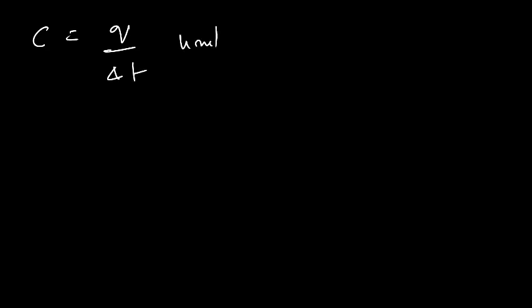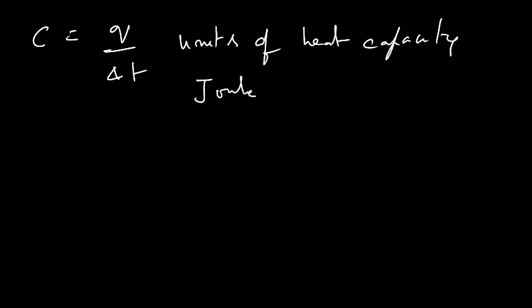Now let us see the units of heat capacity. What is the unit of heat? Joule. The change in temperature is in degree centigrade or Kelvin. So the unit of heat capacity is joule per degree centigrade, or joule K minus 1.